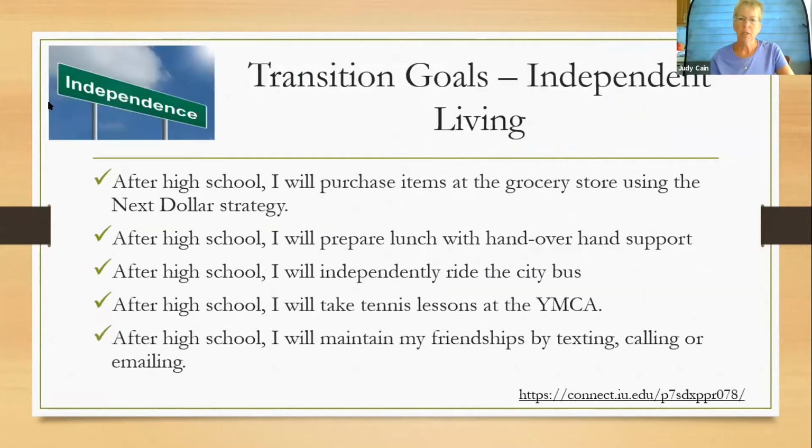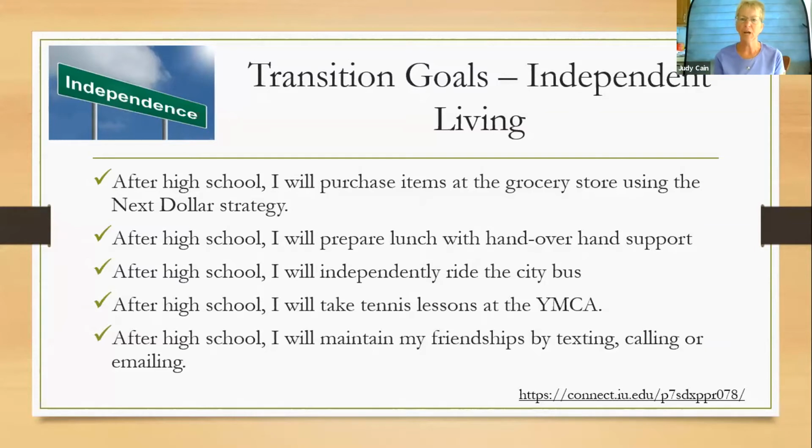Here are some other ones for independent living. After high school, I will purchase items at the grocery store using the next dollar strategy. So $1 up. If it's $6.29, I'll give them $7. The next dollar up.